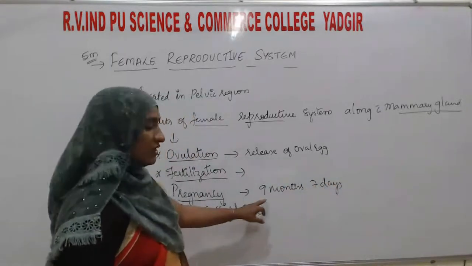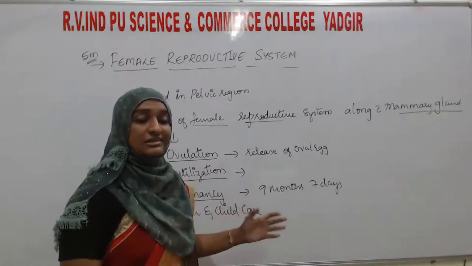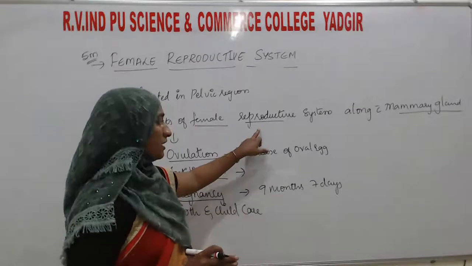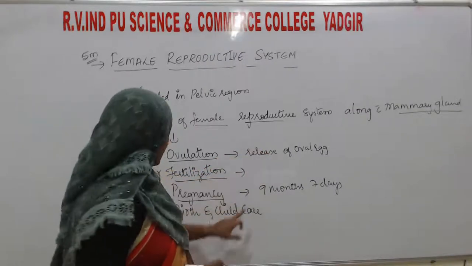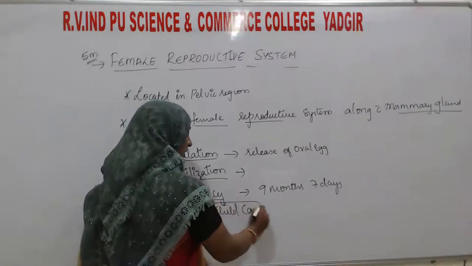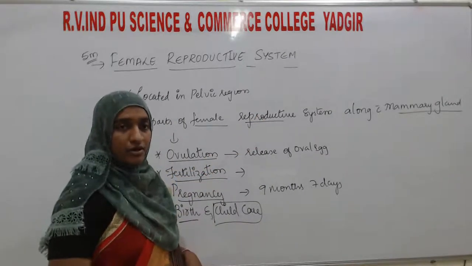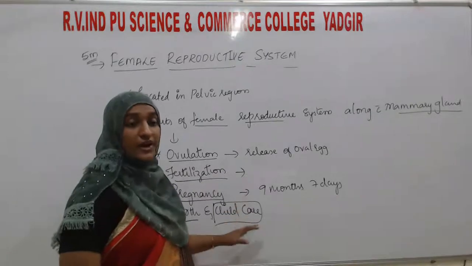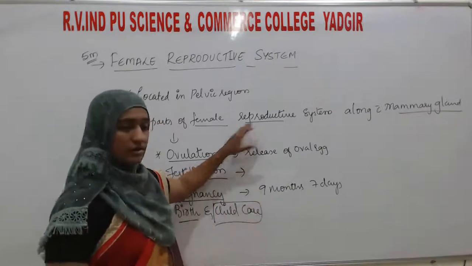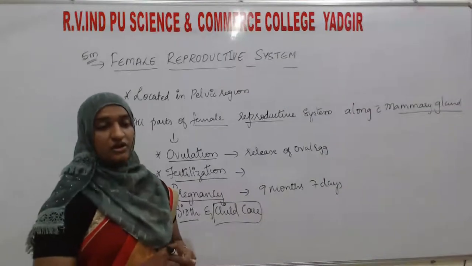during which the embryo or the fetus or the young one is nourished inside the womb of the mother. That also takes place in what? In the female reproductive system. Then birth and child care. After the birth, through the mammary gland, milk is secreted, which is nourishing, feeding the young ones. So all these processes take place in what? In the female body.